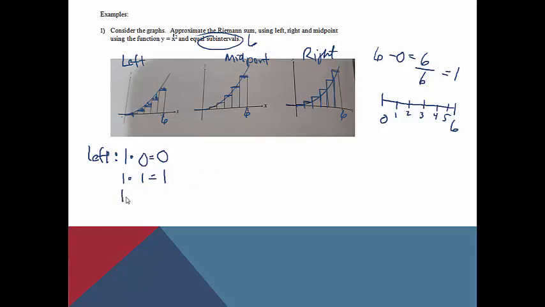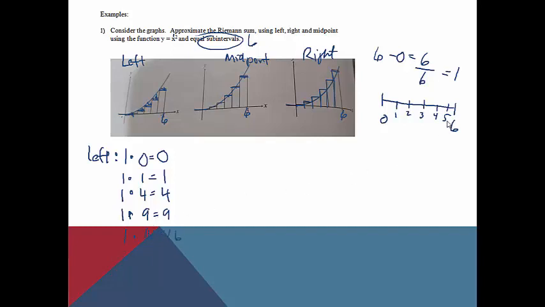Okay, the next one, my width is still 1. If I go from 2 to 3, 2 is the left endpoint. So if I plug 2 into this formula, I will get 4. So the height of the rectangle will be 4. Okay, and then my next one, the width is always going to be 1. Going from 3 to 4, 3 is my left endpoint. So if I plug 3 into x squared, I will get a height of 9. Okay, and then my next one, I know again the width is 1. Between 4 and 5, 4 is the left endpoint. So if I plug 4 into x squared, I will get 16.